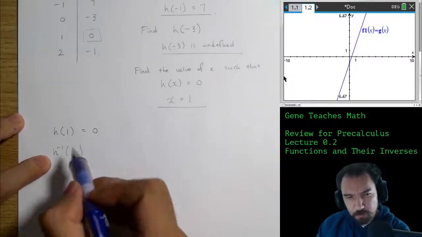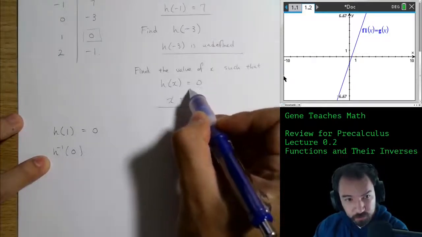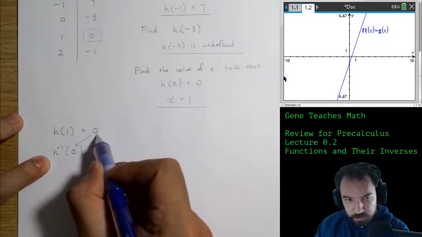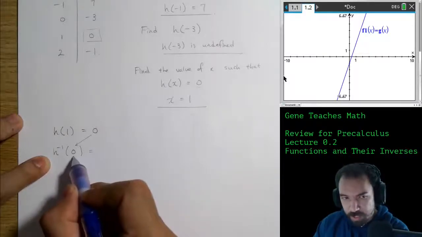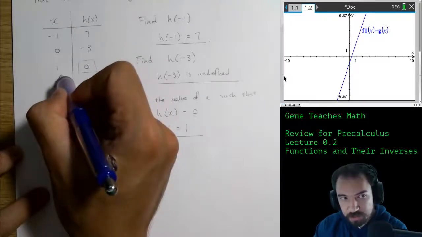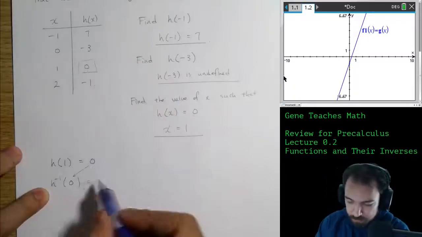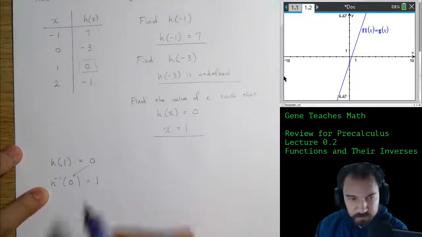If I'm working backwards, then I'm going to start with whatever the output value of h was. So this is normally the output of h, but since I'm working backwards, that's what I'm going to start with. I want to ask myself, what could I use as the input in order to get an output of 0? Well, it turns out the answer is 1. So this is the value of h inverse of 0.